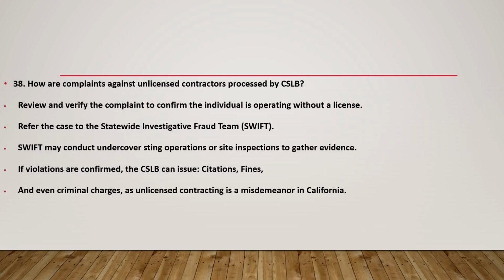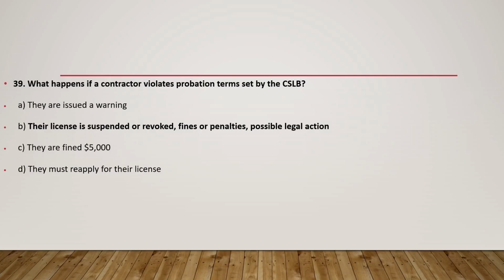38. How are complaints against unlicensed contractors processed by CSLB? Review and verify the complaint to confirm the individual is operating without a license. Refer the case to the Statewide Investigative Fraud Team, SWIFT. SWIFT may conduct undercover sting operations or site inspections to gather evidence. If violations are confirmed, the CSLB can issue citations, fines, and even criminal charges, as unlicensed contracting is a misdemeanor in California.